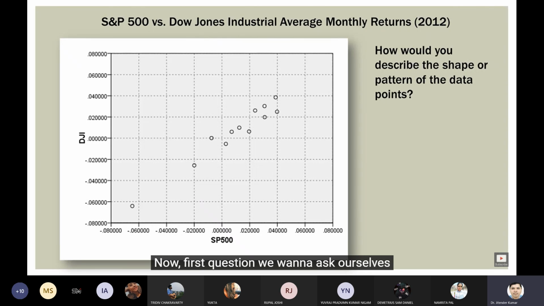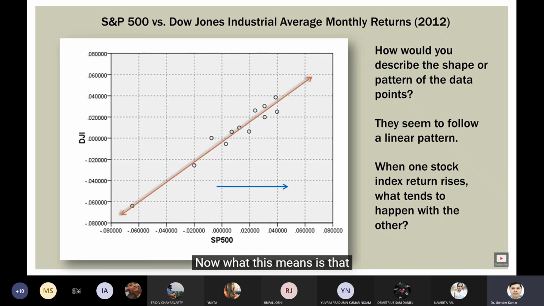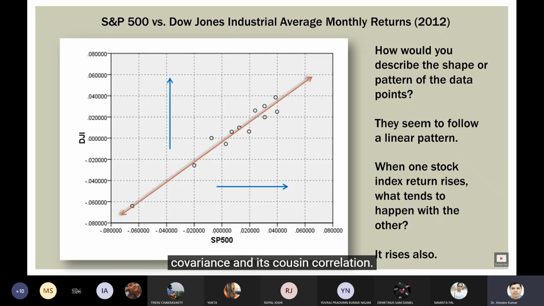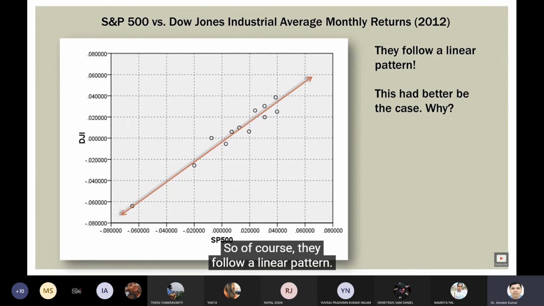Now, the first question we want to ask ourselves is, how would we describe the shape or the pattern of these data points? Are they in a line, or are they in a curve shape? Is there no real pattern at all? In this case, they seem to follow a linear pattern. If we put a line over the points, they seem to follow that line pretty closely. What this means is that when one stock index rises, the other one also rises. And this is very important to understanding covariance and its cousin, correlation.